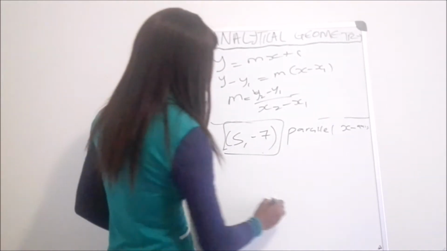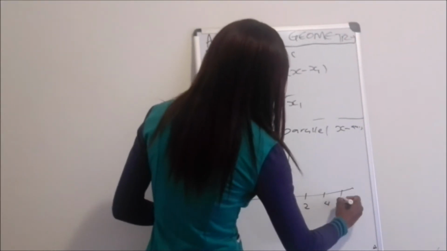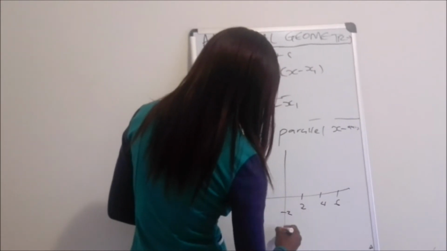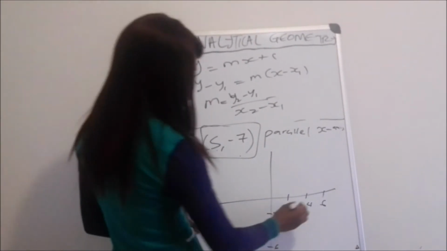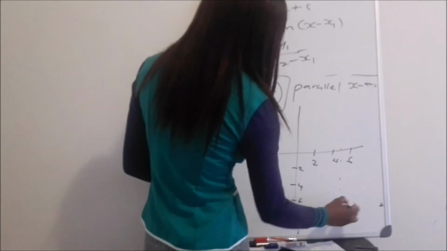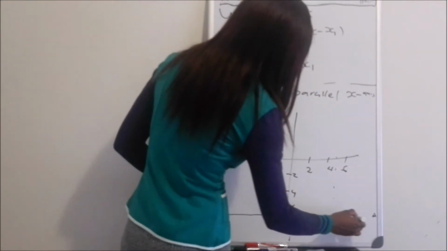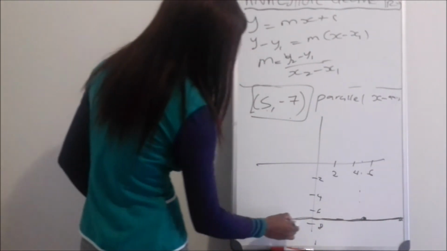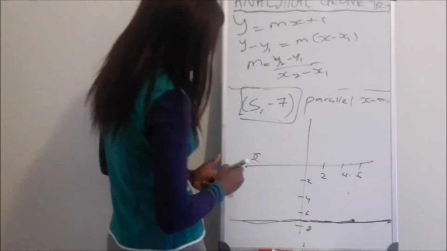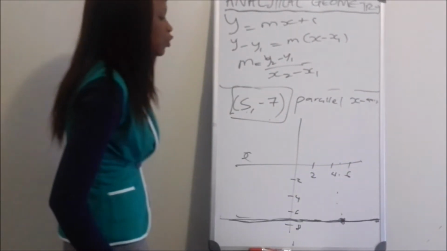Alright, then let's draw this out. If we have 2, 4, 6 and 8 there, then we have our 5, which will be somewhere there, and our 7, which will be somewhere there. If they are saying that this line is parallel to the x-axis, that means it's passing right there. This is our x-axis, and this is our line which is passing through the point (5, -7) and is parallel to the x-axis.